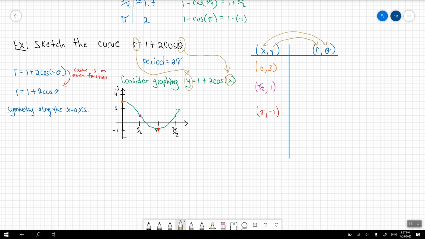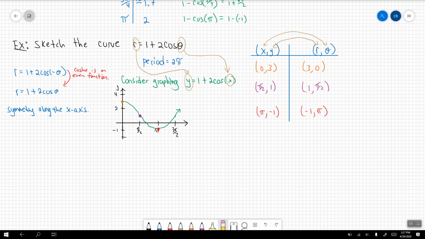In other words, all we're doing in this particular case is switching the x and the y's to make them into r's and thetas. So my first ordered pair should just be 3, 0. My second ordered pair should just be 1, pi halves. And my last ordered pair should just be -1 and pi.